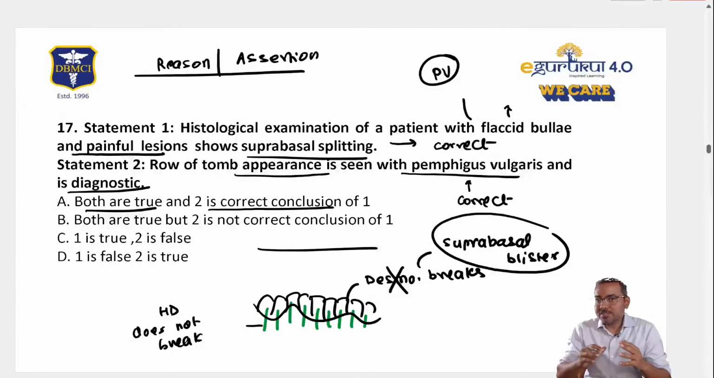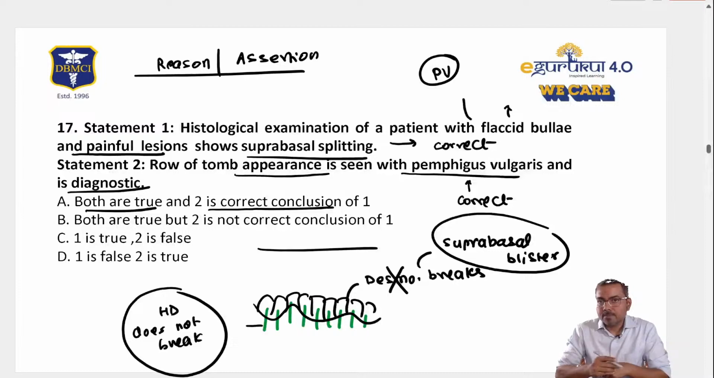Do you think the suprabasal blister causes the row of tombstones? Yes or no? No. The hemidesmosome being okay and the desmosome not being okay causes the row of tombstones. Just by itself, suprabasal blistering cannot cause the row of tombstones. Imagine if your hemidesmosome also broke, then where would you get a row of tombstones? So the hemidesmosome not breaking is the main reason for the row of tombstones along with suprabasal blistering. Are you with me on this analysis?